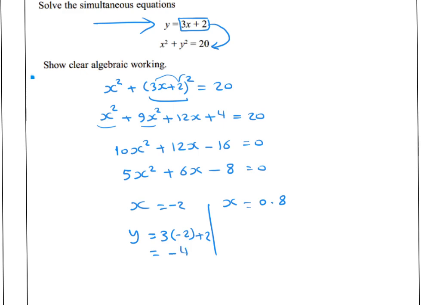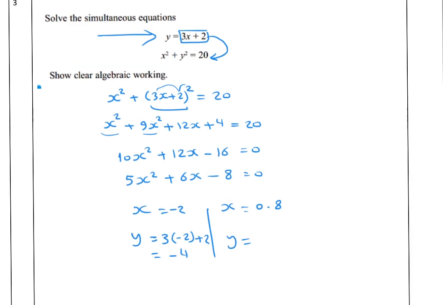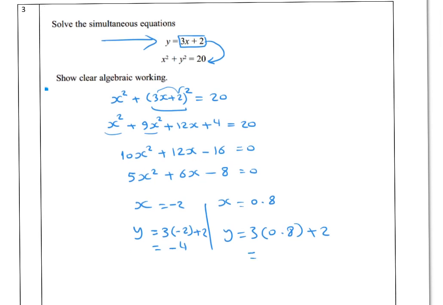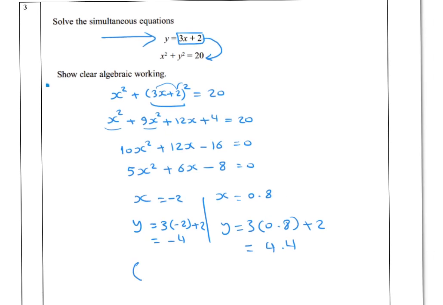The other value of y, when x is 0.8: 3 times 0.8 plus 2, which is 2.4 plus 2, 4.4. So the two points: negative 2 and negative 4. The second point, 0.8 and 4.4.